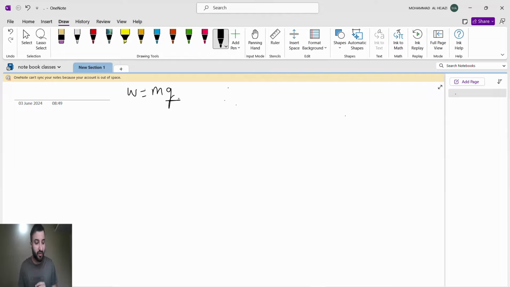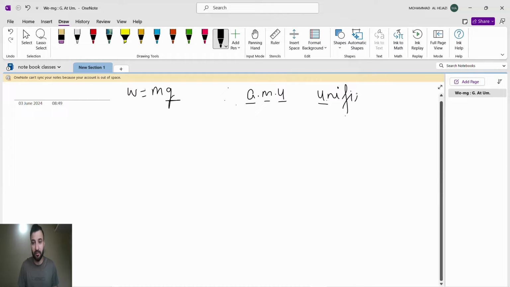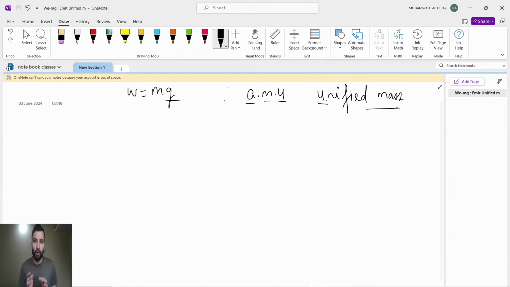Second thing, we have studied about units, right? What unit? Yes, AMU, atomic mass unit, or just u, which means unified mass. This we have already studied. I know this is a big concept, so I'm not going to go deep into it.